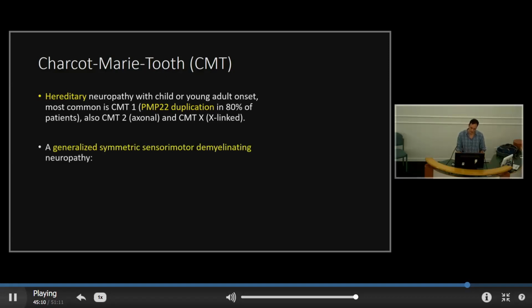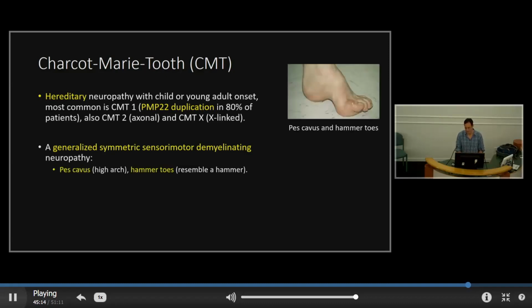Generalized symmetric sensorimotor demyelinating neuropathy. So this is distinctive. If you see a pes cavus, which is basically a high arch, and these hammer toes, you see how the toes, the little ones in particular, are pointing down like hammers? If you're in an exam and you see that, again, inspection's everything, right? Inspection's the most important step. You're just like, okay, well, that is almost certainly going to be a Charcot-Marie-Tooth. And then the rest of the exam, hopefully, is fairly straightforward.